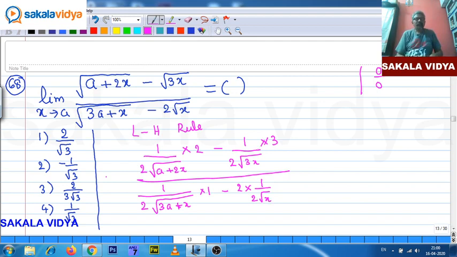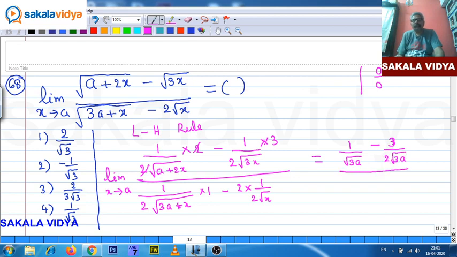So, now limit x approaches to a. Let us simplify first. This 2 gets cancelled. We substitute the limit. So, we have 1 by root of a plus 2a, root 3a, minus, sorry, 3 by 2 root of 3a, upon here substitute the limit. This will be 3a plus a, 4a. 4a means 2 root a, 2 into 2 is 4, 1 by 4 root a. This 2 gets cancelled, minus 1 by root a. So, you need to simplify this one.